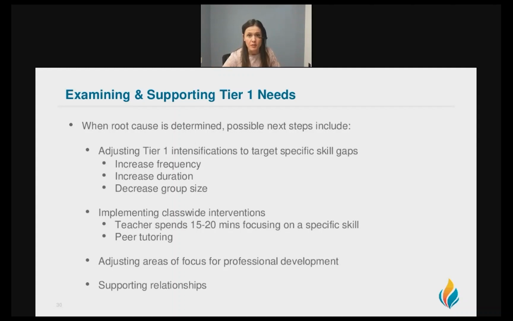I already mentioned implementing class-wide interventions. With that, what we typically see is that the teacher is spending about 15 to 20 minutes focusing on a specific skill area. We also see some districts, again, implementing peer tutoring.